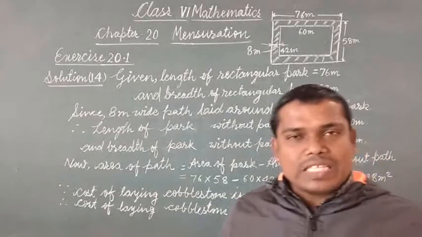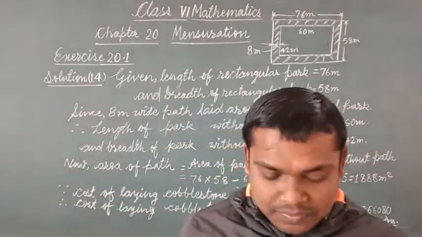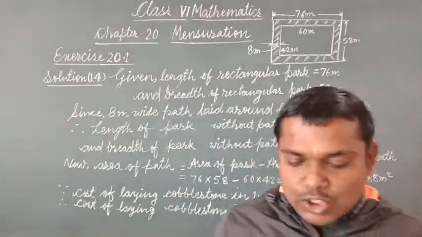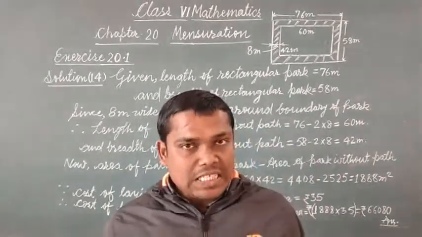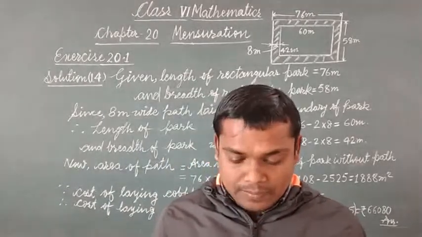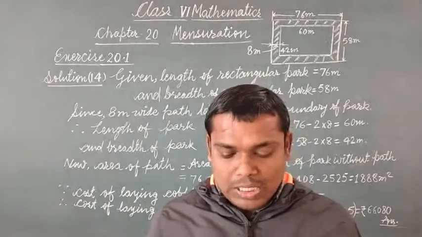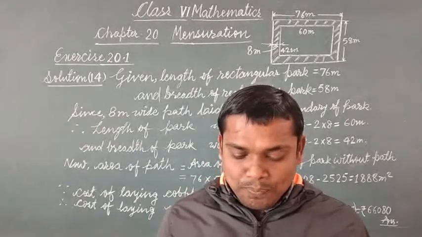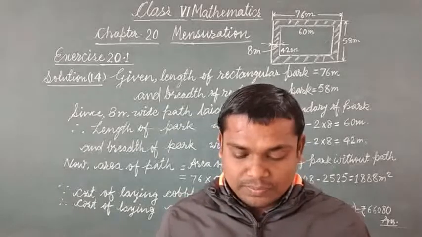Now I am going to solve question number 14. Question number 14 is a cobblestone path 8 meter wide is to be laid along the boundary of a park 76 meter long and 58 meter wide. If it costs rupees 35 to lay cobblestone on 1 meter square area, how much would the entire job cost?